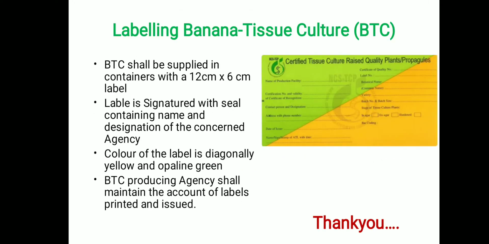Once the accredited test laboratory is satisfied and issues the label for banana tissue culture, it is considered certification. The banana tissue culture label should be supplied on containers, with a 12 by 6 cm label. The label is signed with a seal containing the name and designation of the concerned agencies. The color of the label is diagonally yellow and opal green, and banana tissue culture producing agencies shall maintain accounts of labels printed and issued for dispatch.